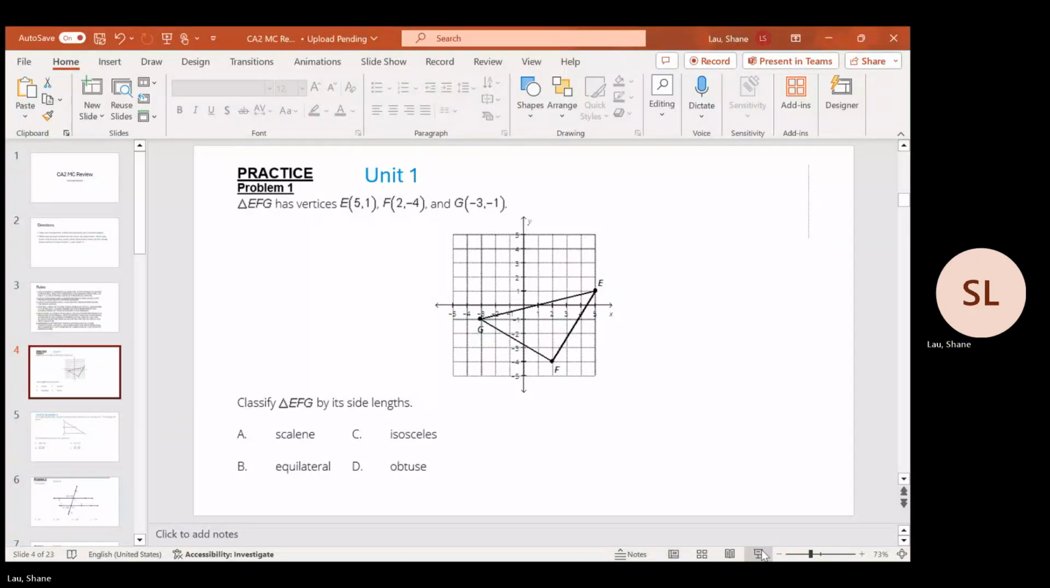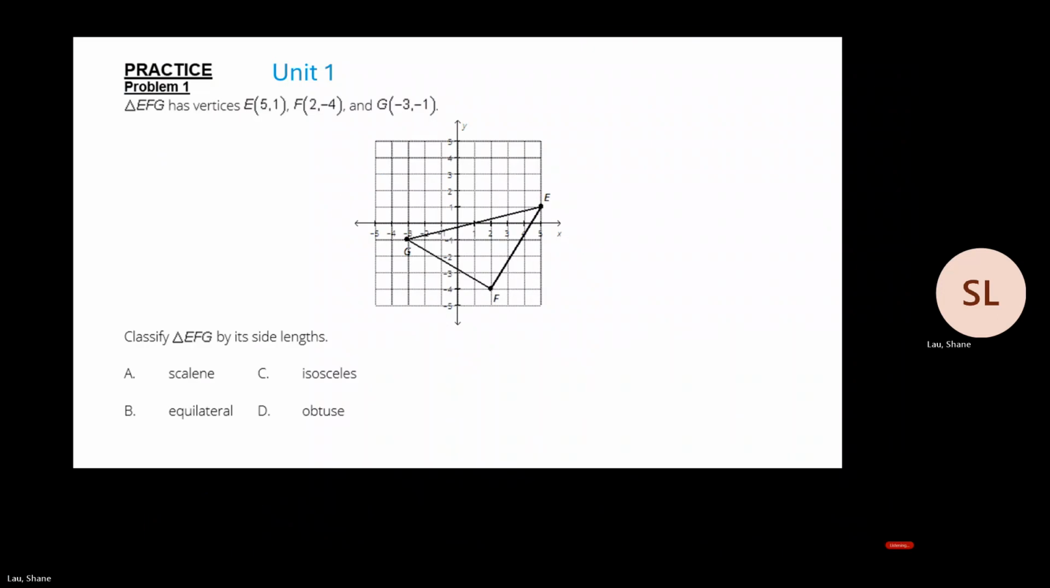Okay, let's see. Let's make sure that this is working. Okay, this looks like it should be good.